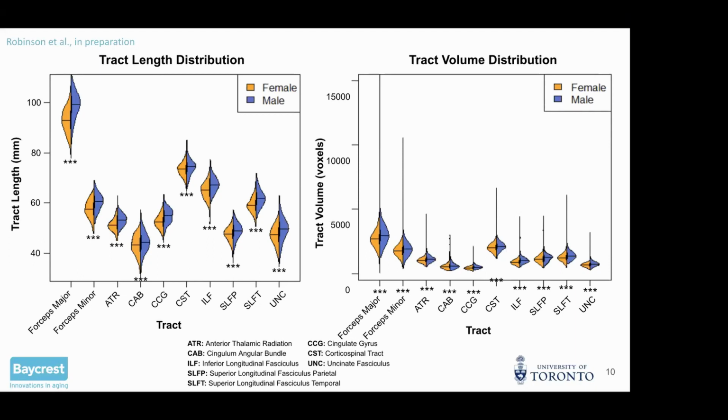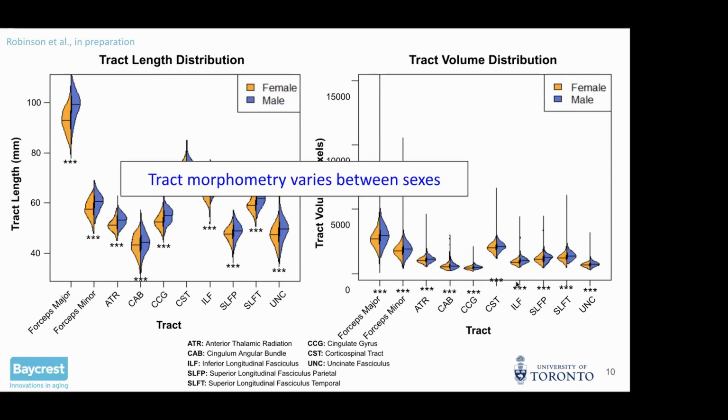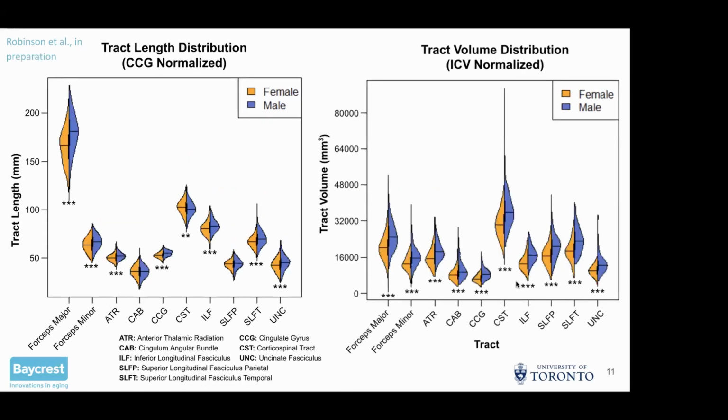And so with these, we first looked at the morphometry of the tracts. So we saw overwhelmingly there's a difference between sexes, and this is collapsing across all ages. And we see there are significant differences with men having higher tract length as well as tract volume, as indicated by the asterisks. So knowing this, we then looked at normalizing these tract volume and length.